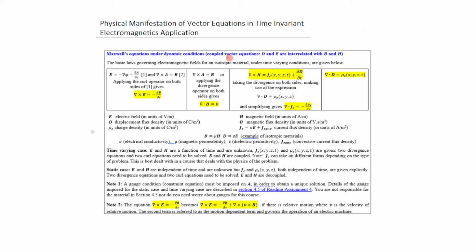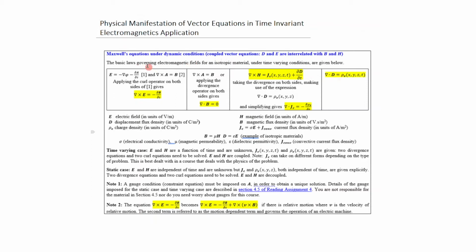And these are basically coupled vector equations involving four vectors, D, E, B, and H. But D, E, B, and H are typically interrelated with respect to each other. In fact, the problem can be even more complicated in that they're all interrelated. But we're going to keep it simple at this stage. So what I've drawn here is basically four basic sets of combinations that one can consider.